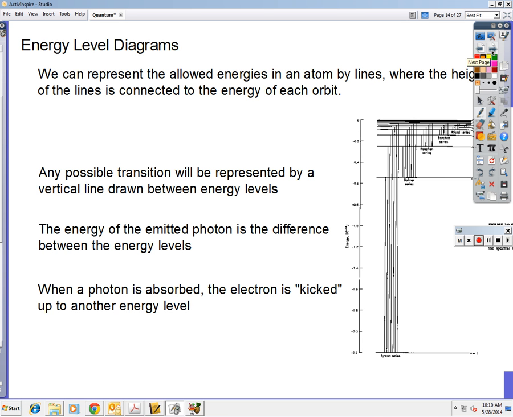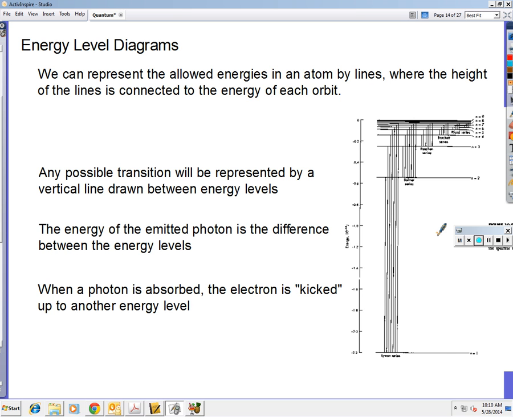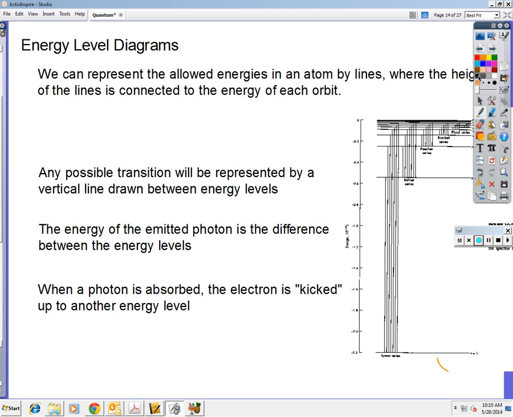And we use something called an energy level diagram to represent this. Each of the allowed energies is represented by lines, and then arrows indicate the transition of the electron between those lines. This right here is the energy level diagram for hydrogen. The lowest level is called the ground state.